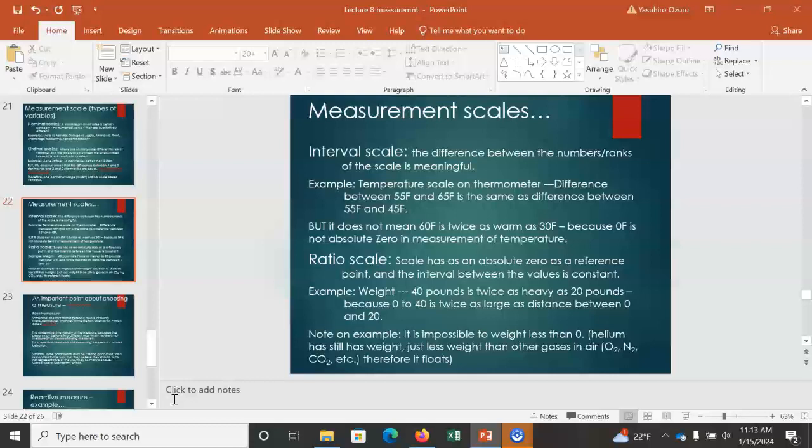Okay. And ratio scale is an interval scale, but also you can trust the 0 as an absolute 0, below which the scale cannot go. So an example is your weight. 40 pounds is twice as heavy as 20 pounds because the distance from 0 to 40 is twice as large as the distance between 0 and 20.